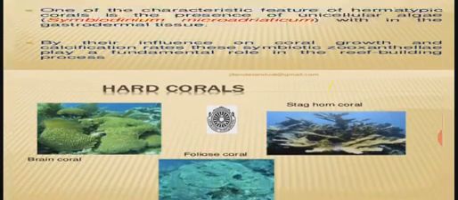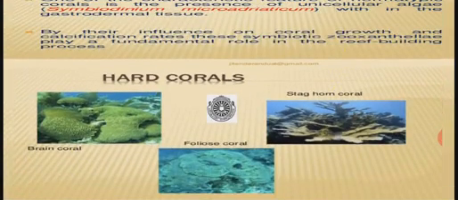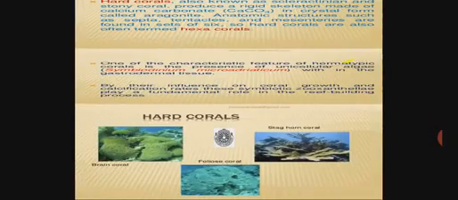So here you can see the pictures of some hard corals. One is called brain coral, another is staghorn coral, and the other one is foliose coral. So these are the types of hard corals that are generally seen.